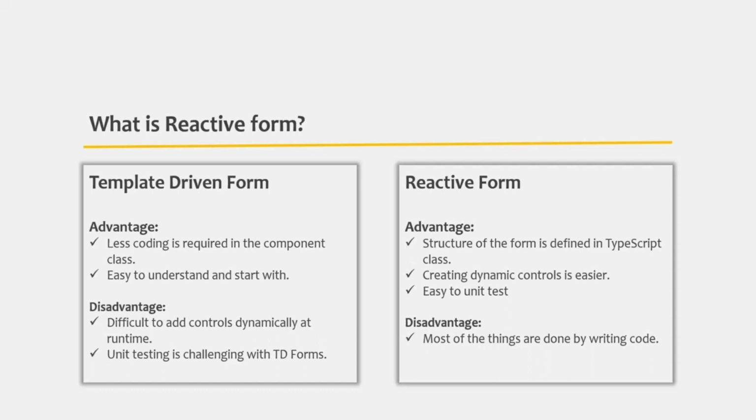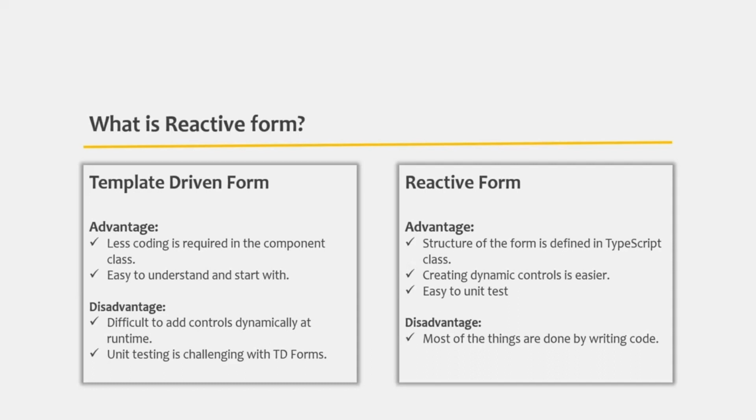Now, the advantage of using a reactive form is that since we are going to define the form and form controls by writing some code, as a developer, we will have more control over how the form and the form control should be displayed. And using reactive form approach, creating dynamic controls also becomes easier. And when we use reactive form approach, unit testing is also easy. Now, the disadvantage of using reactive form is that since we are going to do most of the things by writing some code, it is not beginner friendly. Alright, so this was a high level overview of what a reactive form is and what are its advantages and disadvantages.